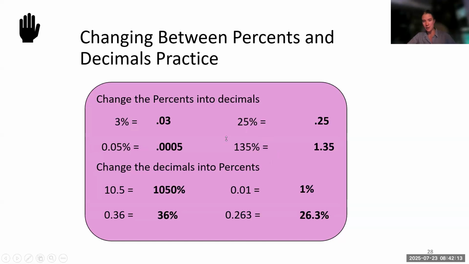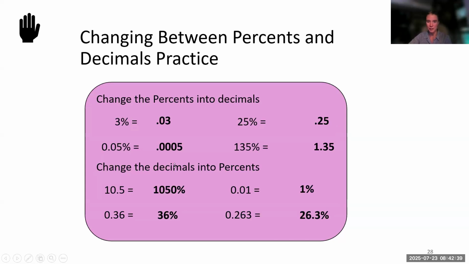Okay, and then if we look at 135%, this one's kind of interesting, right? So rather than being a portion of 100, it's 100 plus a little bit, right? So if we did 135% divided by 100, we're going to get 1.35 as our decimal for that one. So it's one plus a little more.